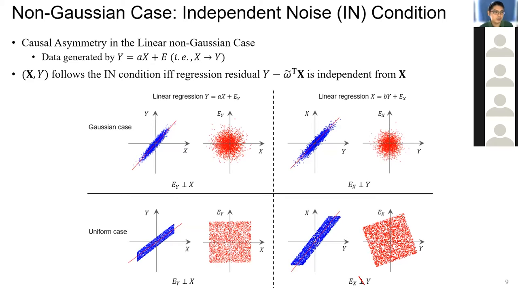Let's briefly revisit the independent noise conditions for the non-Gaussian data. Before introducing the independent noise condition, let's have a look at the data generation process. We assume that the data is generated by this linear formulation, where X is the cause of Y, and E is the non-Gaussian noise.